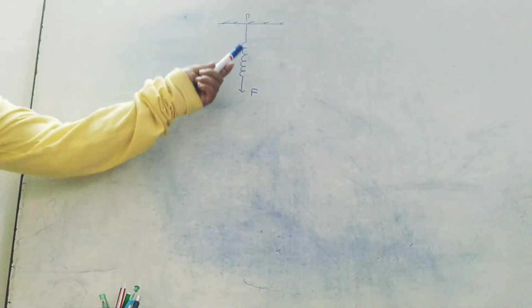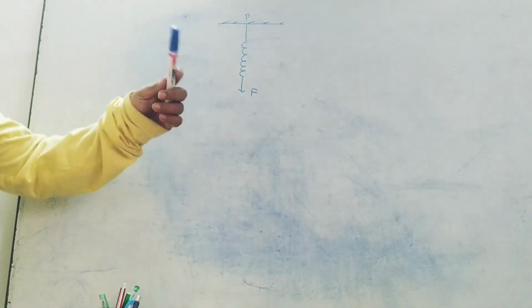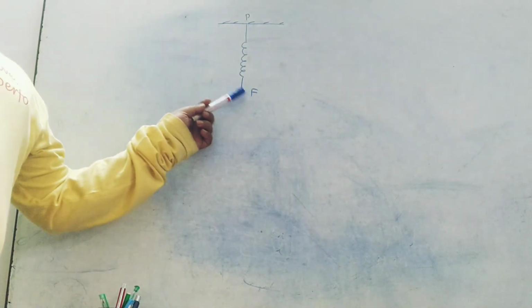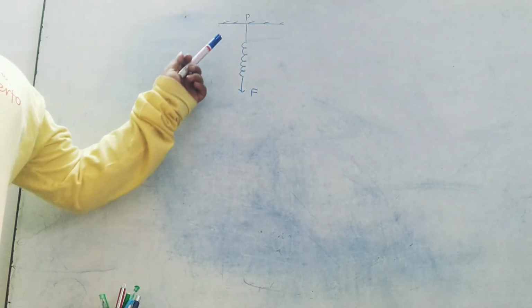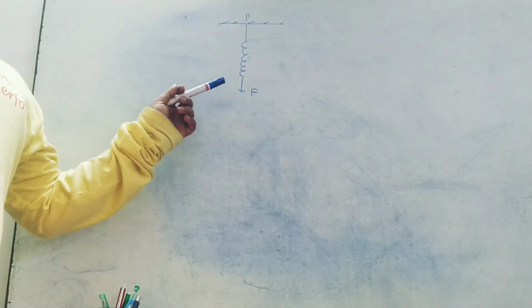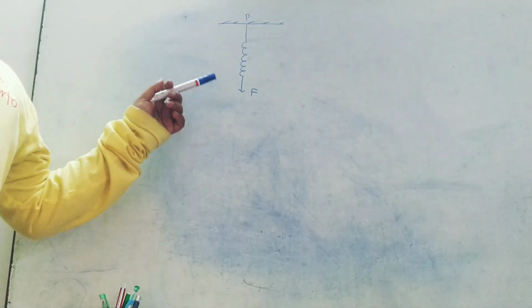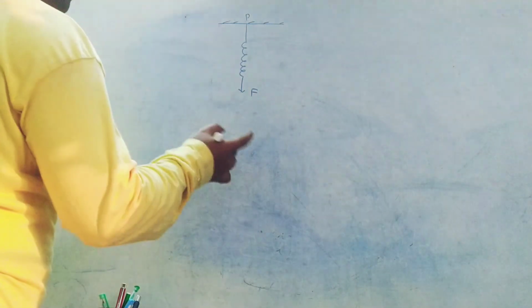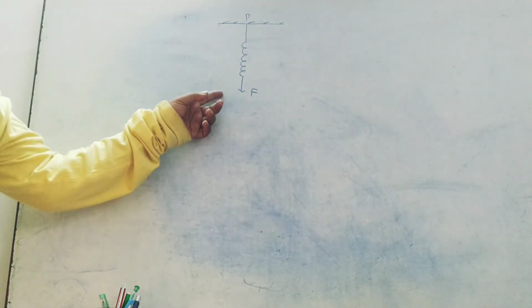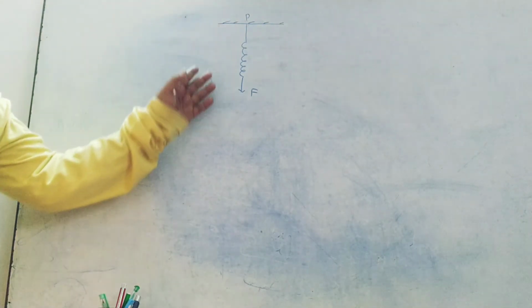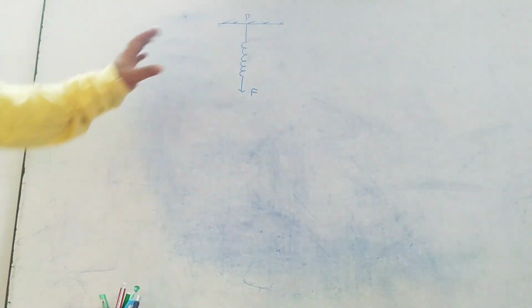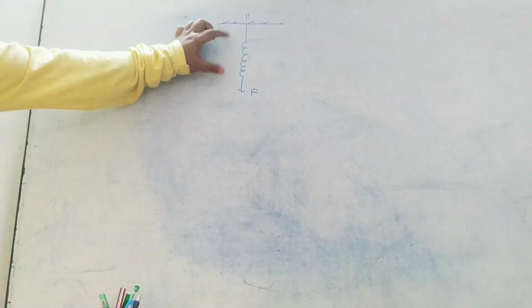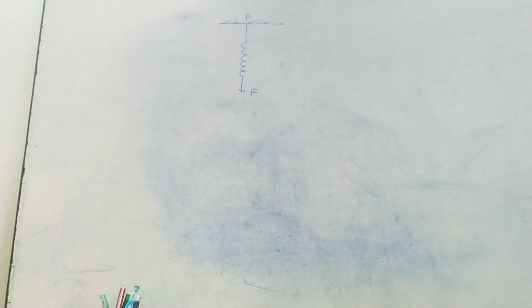Let a spring be suspended from a rigid support. P is the point of suspension. Now if a force is applied, the spring is extended by a small length x. Due to the elasticity of the spring, a reaction force F is produced. Therefore the spring executes S.H.M.